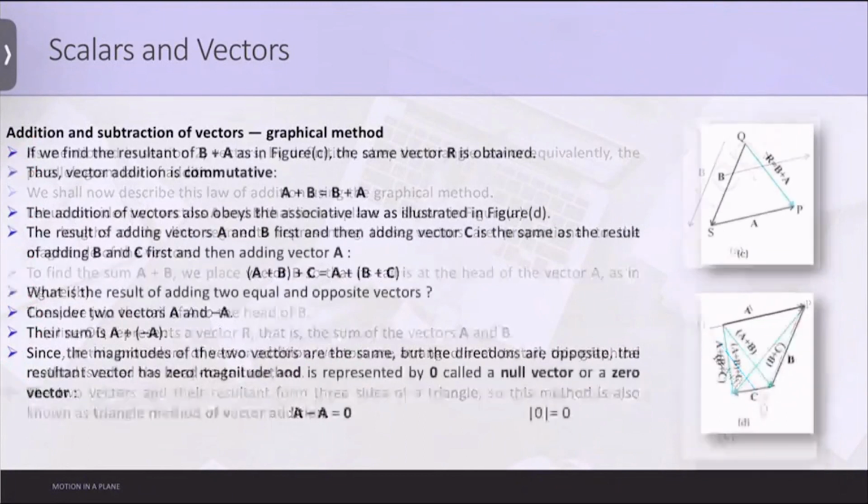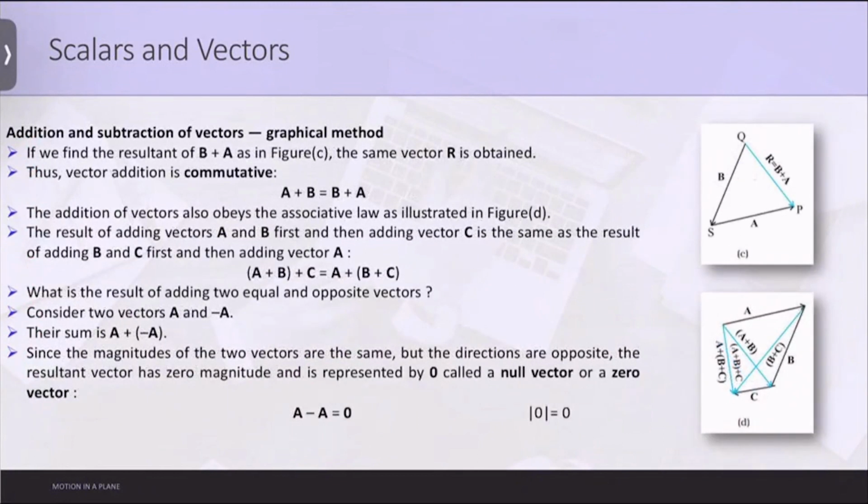Okay, that being said, let me stop it here only. In the next class, we will understand two properties of vector addition, and then we will understand subtraction, and then we can move on.